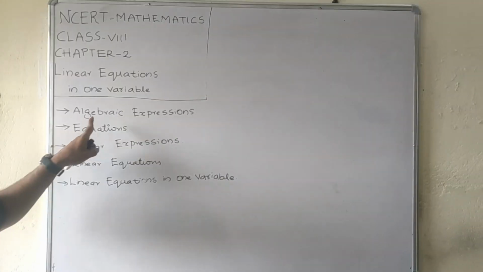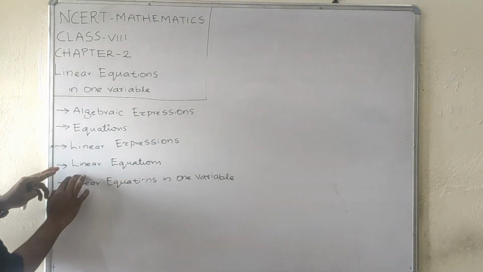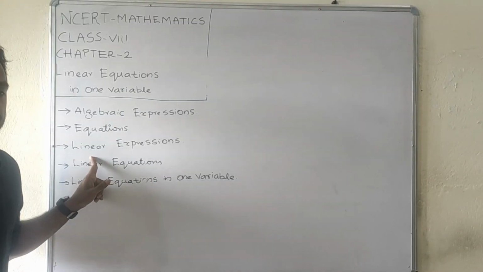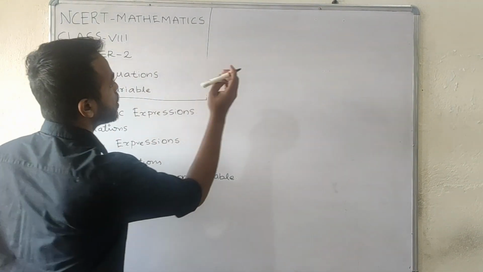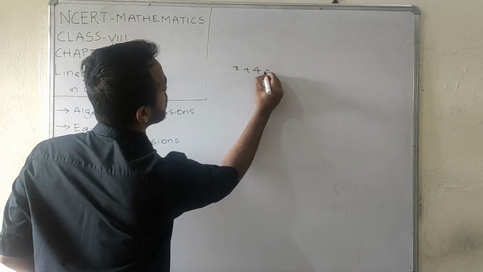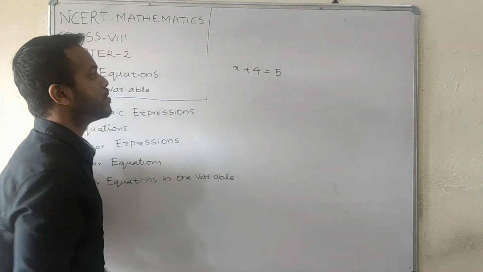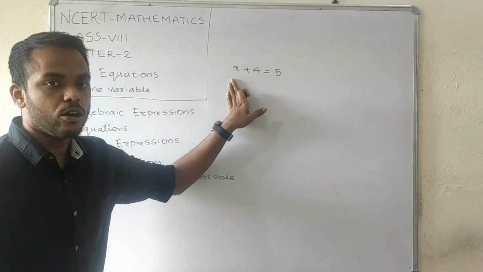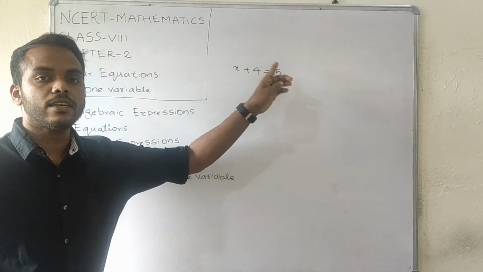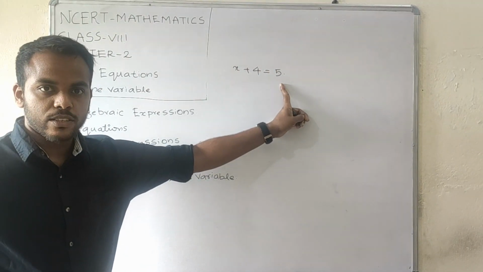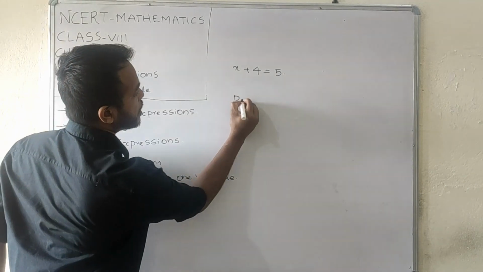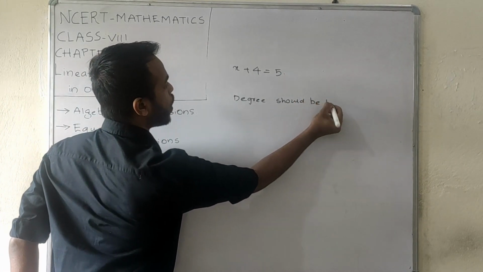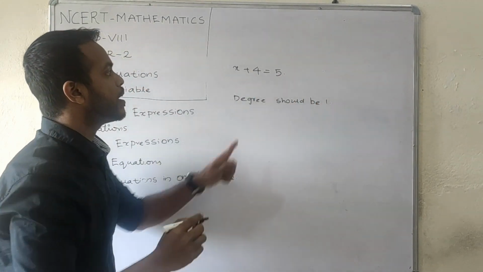If you have learned what are algebraic expressions and equations, then you can easily say what are linear equations. Linear equations are the equations in which there is an equal to symbol in the linear expression. Let's see. x plus 4 is equal to 5. Is this a linear expression? Of course, it's a linear expression. Alongside, there is an equal to symbol. So, this comes under the category linear equation. So, what is linear equation? The degree should be 1. Then, there should be an equal to symbol.